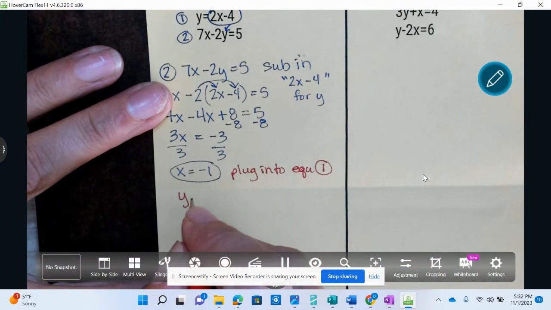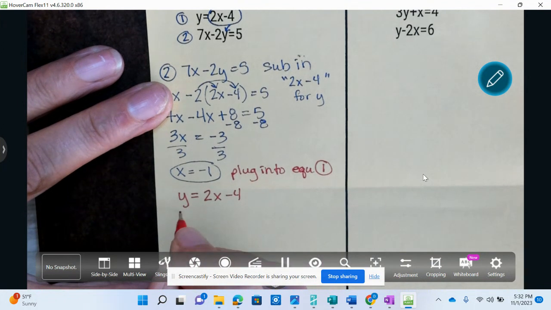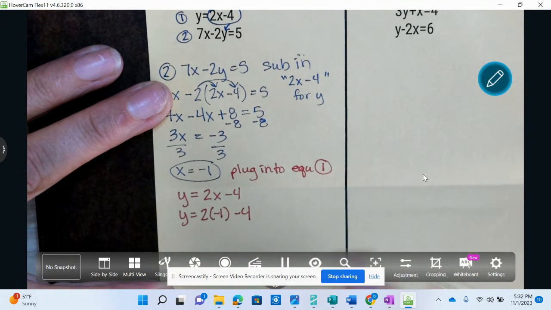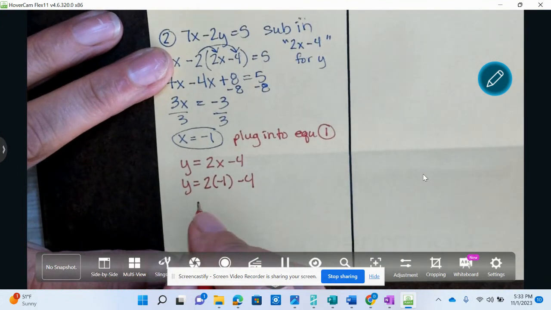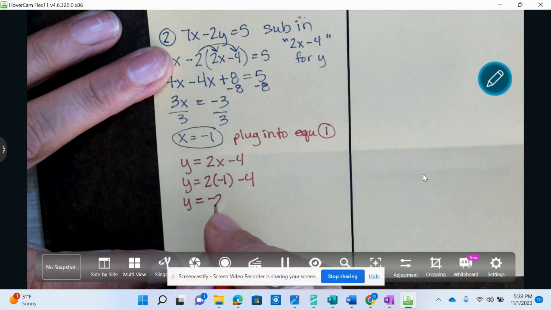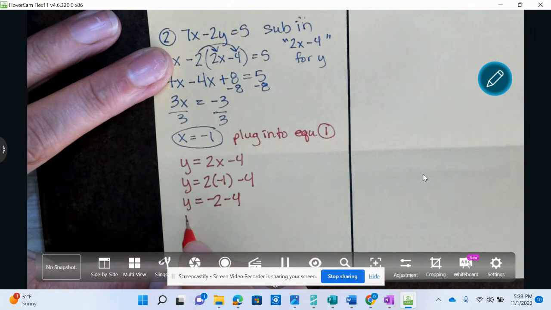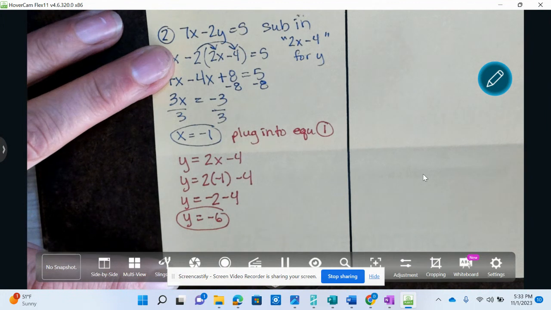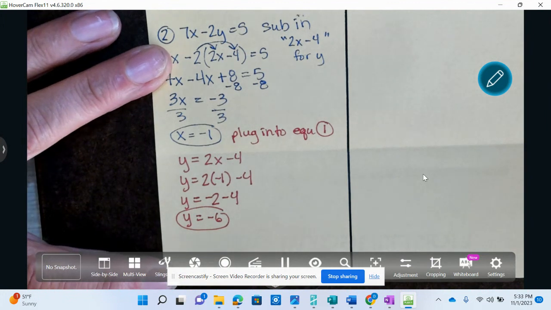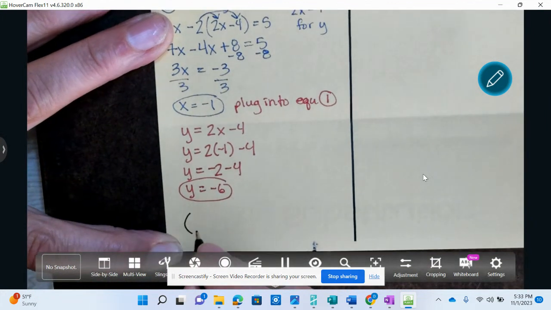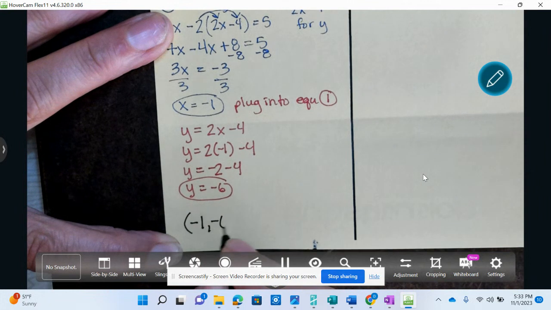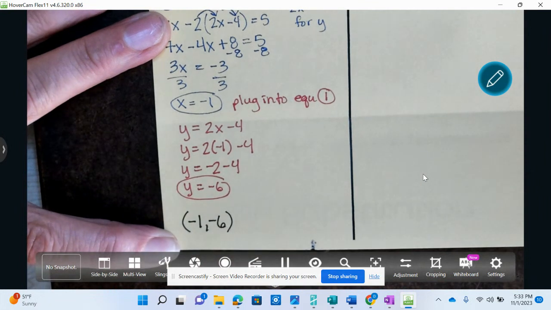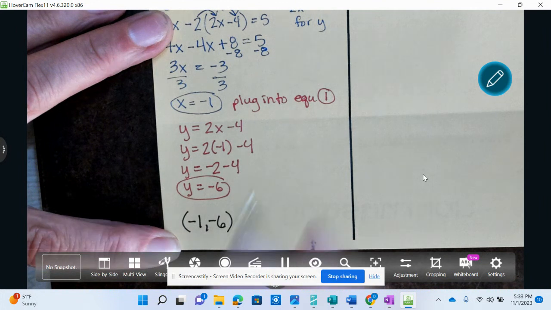That's the equation y equals 2x minus 4, but I'm going to let x equal -1, so 2 times -1 minus 4. Well, 2 times -1 is -2, so -2 minus 4, y equals -6. Now I have my solution, which I write as an ordered pair, (-1, -6), but I still need to check this. So I'm going to do the check.